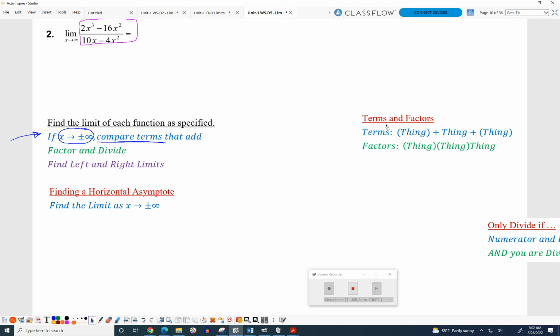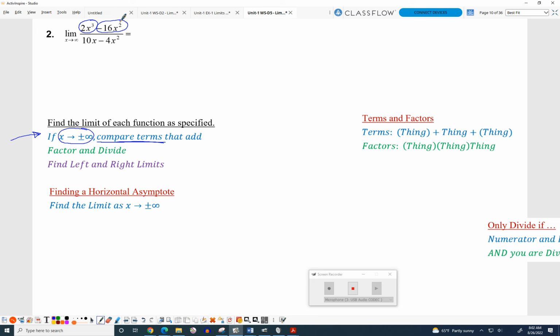Okay, what I mean by compare terms that add is the following. In this formula, the numerator consists of two terms that are added together. The first term is the 2x cubed. That is being added to a negative 16x squared. Okay, the entire pink packet consists of nothing but power functions. The packet you get next time that's yellow, that will include log and exponential functions, and the rules are different. But for today, the rules are pretty simple.